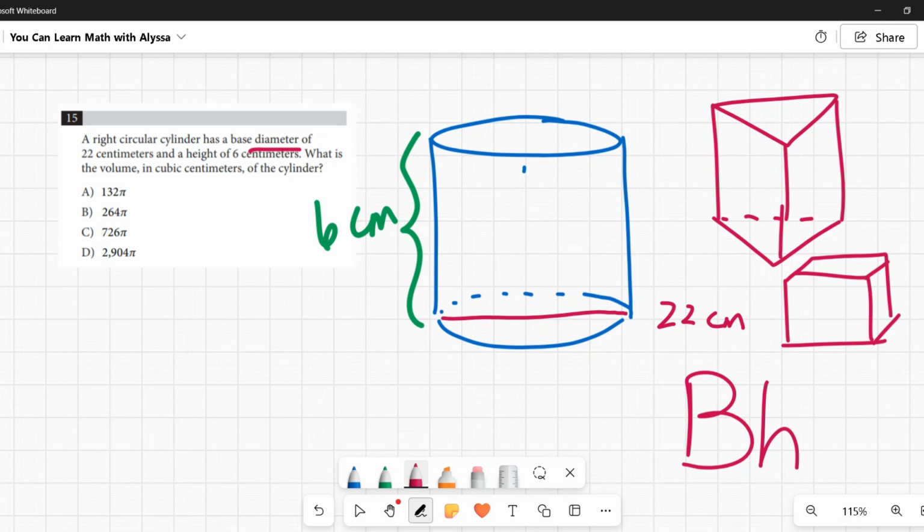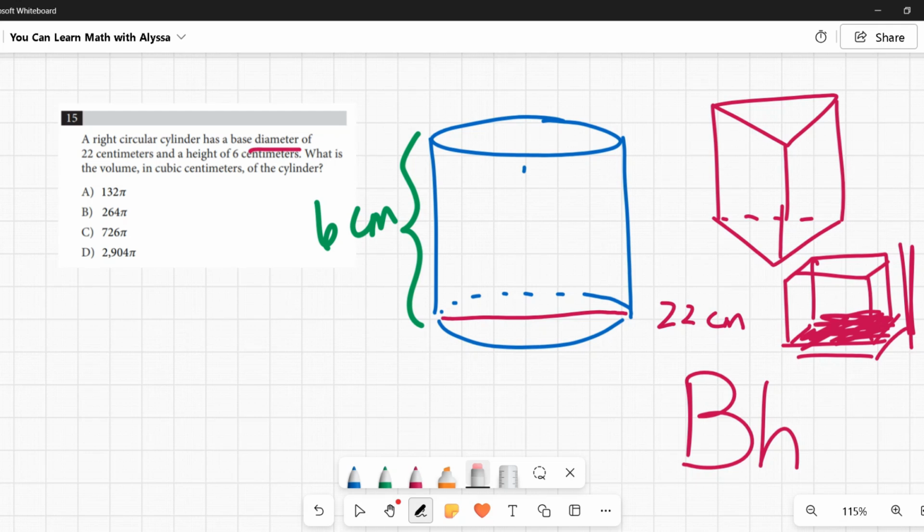Now, the specific formulas, like the cylinder specific formula, will look a little bit different because they're going to replace that B with the formula for area of the circle, because the circular base, so that is pi r squared. For the triangular prism, the area of that base is going to be 1/2 base times height of that triangle, and then you multiply by the height of the prism. And same with this rectangular prism, length times width times height. Well, length times width is the area of the base times the height.